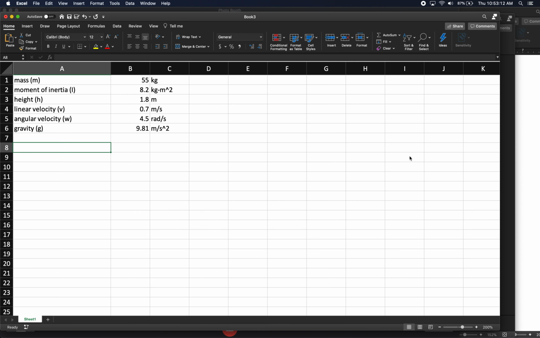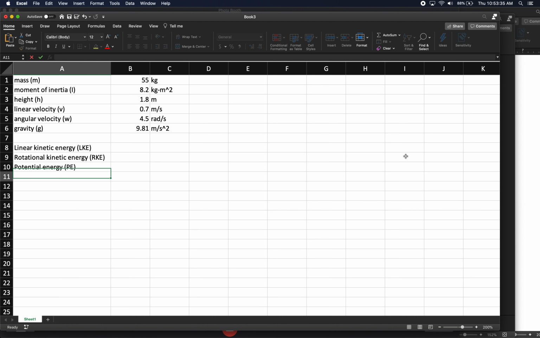Okay, our three types of mechanical energy, remember, are kinetic energy, which has two types: linear kinetic energy, I'll call that LKE, and rotational kinetic energy, RKE. There's potential energy due to gravity, which we just call potential energy. And then there's potential energy due to strain and deformation, which we just call strain energy.